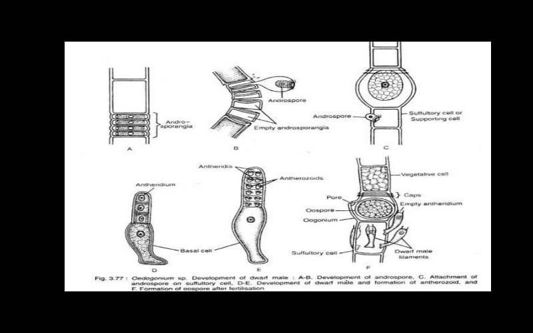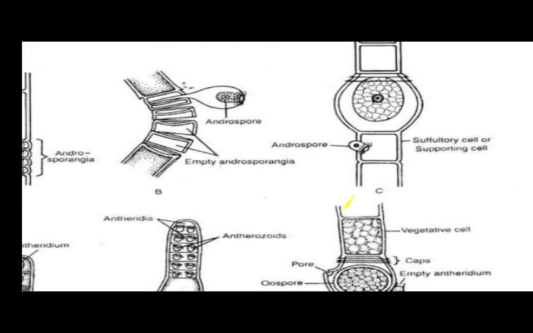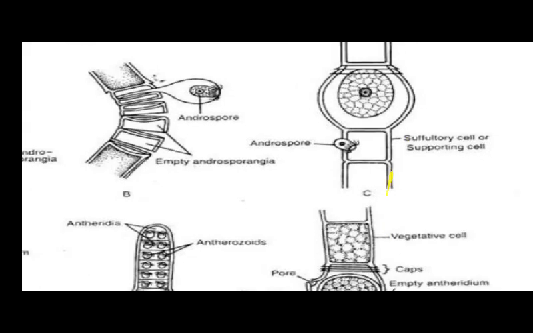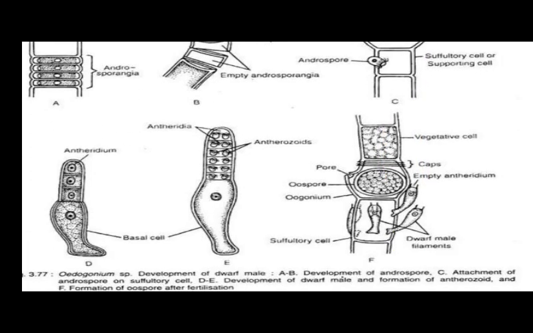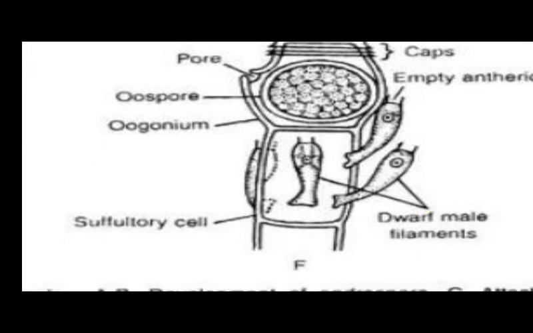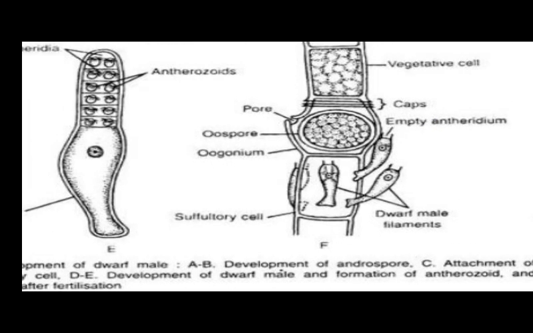This is how androspores look, empty androsporangia liberating androspores. You see the androspores come and settle on the suffultory cell or supporting cell of the oogonia, and they germinate to form a short male filament known as Nanandrium or dwarf male. The Nanandrium can germinate on the oogonial wall or on the cell below the oogonium, that is the supporting cell.